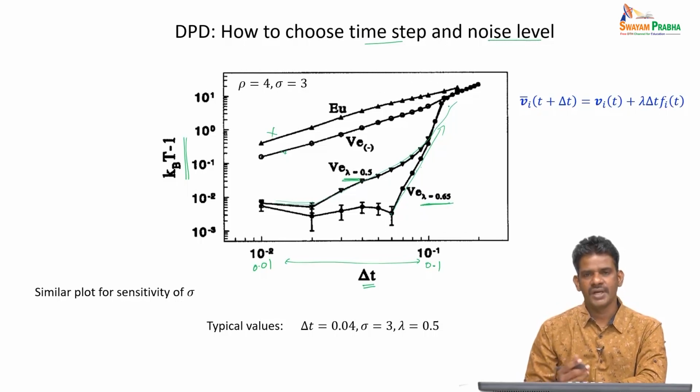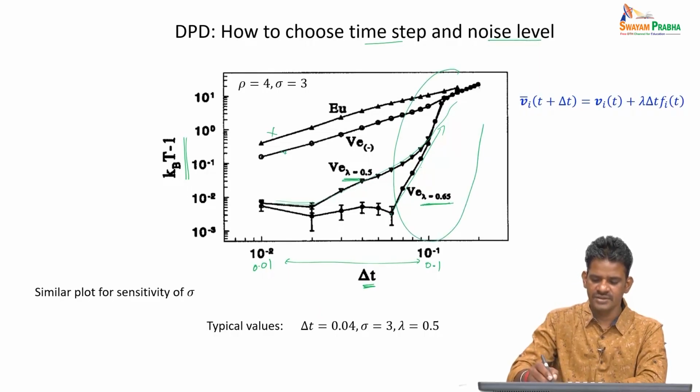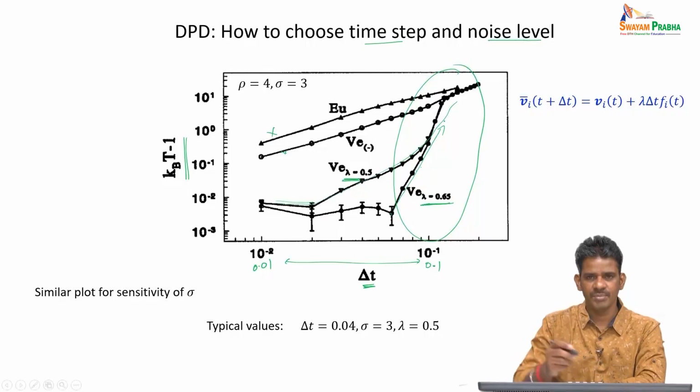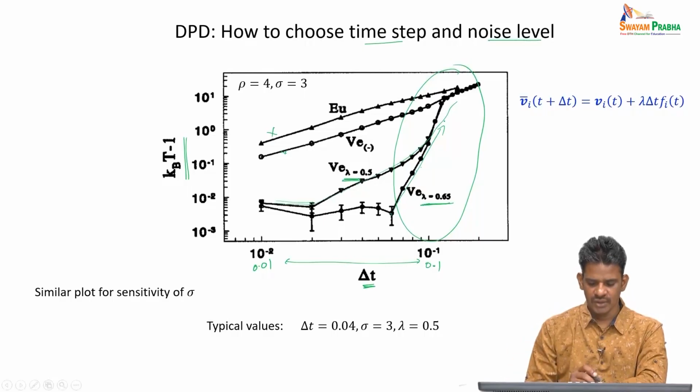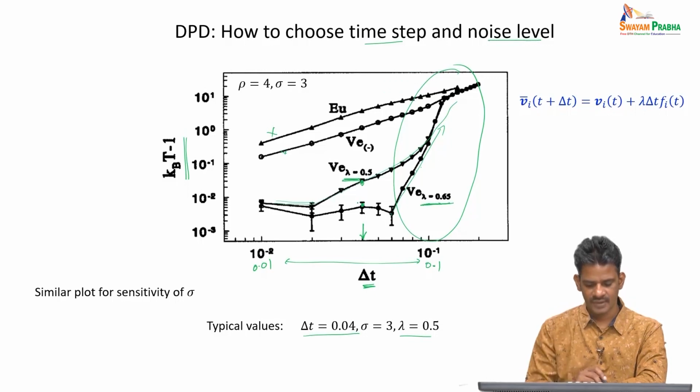So, one will have to do a simulation of this kind for a given system and find out the sensitivity to delta t, and then see what is the acceptable error in the temperature difference. Clearly one should not take delta t in this regime, because this is where the temperature starts drifting. So, typically for a plot like this, one would suggest delta t can be something like 0.04, which is somewhere here, and then lambda can be either 0.65 or 0.5, because the difference is not very much. So, you can take either this or this.